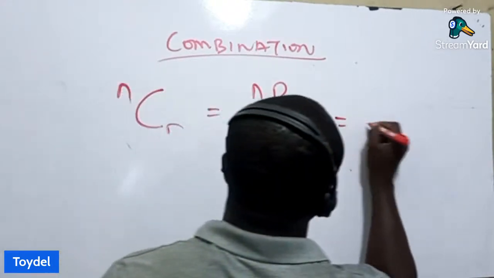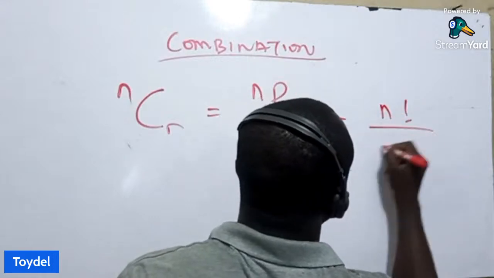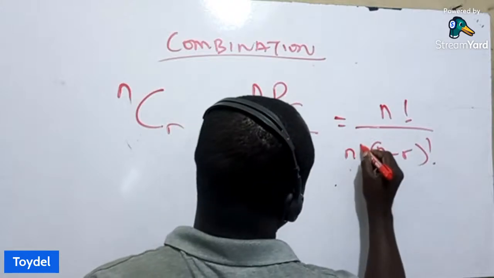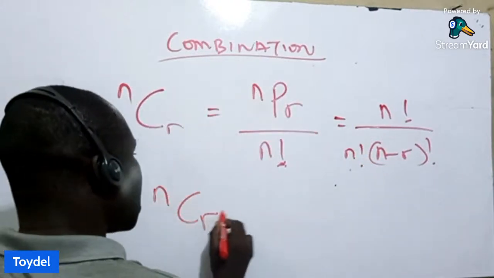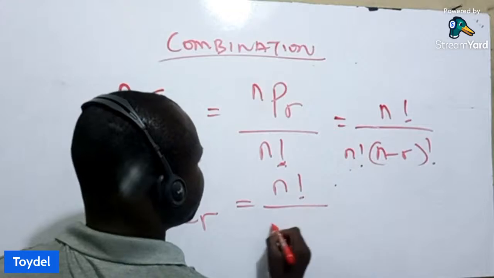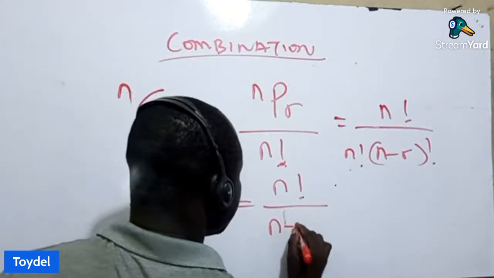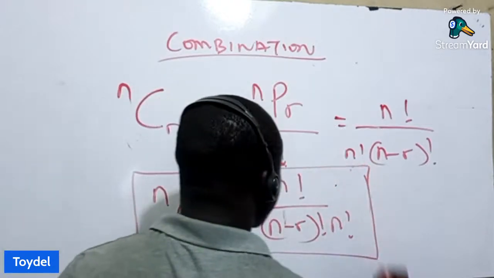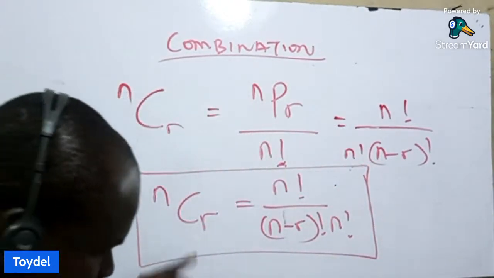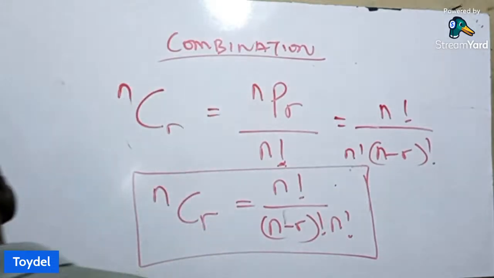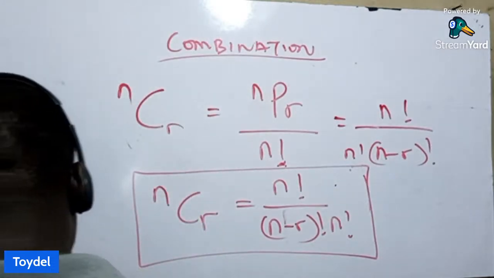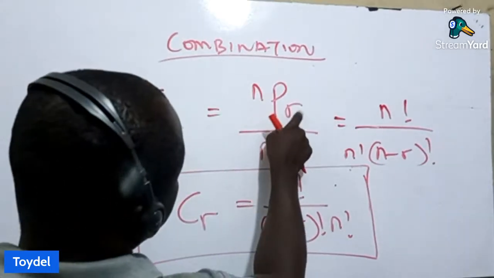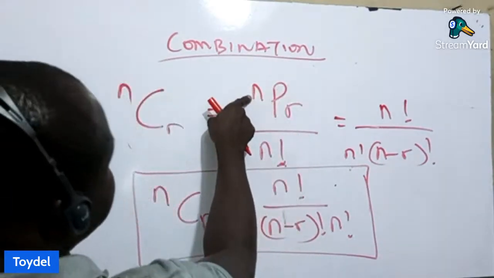Then what is n permutation r? N permutation r is n factorial all over n minus r factorial. And of course, we have the other factorial here. Therefore, n combination r is given as n factorial all over n minus r factorial times n factorial. So this is the formula to find n combination r. That is, the number of ways r objects can be selected from n objects.